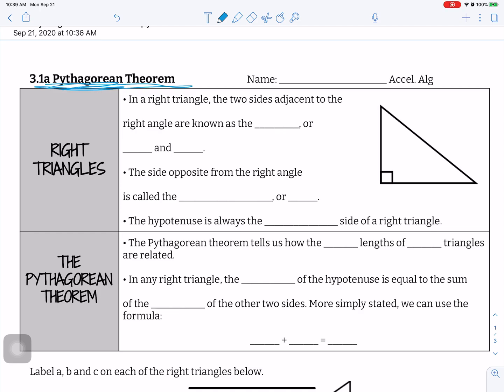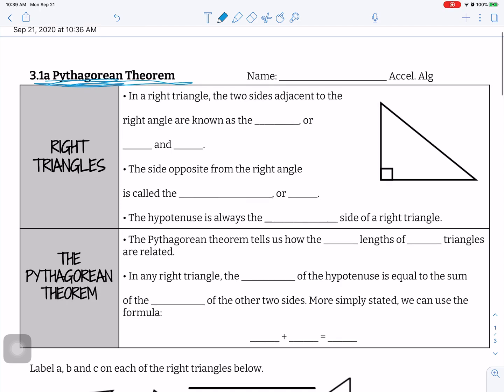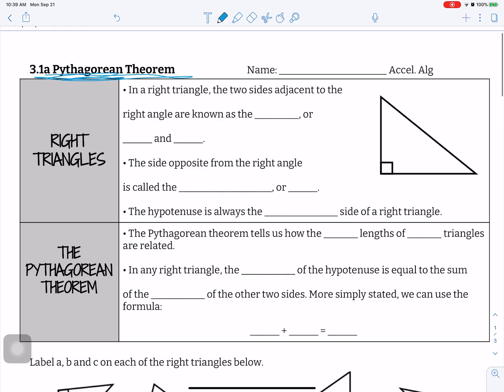So we're going to go through and fill in some notes, and then you should also be writing some vocabulary down into your vocabulary notebook, and we're going to go through those right away. In a right triangle, the two sides adjacent to the right angle are known as the legs, or A and B. When we say adjacent, they're making up that right angle. It doesn't matter which is A and which is B as long as you have one of each. The side opposite the right angle, so now we're talking this side here, is called the hypotenuse, or C.